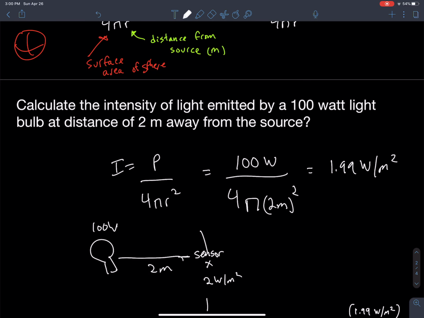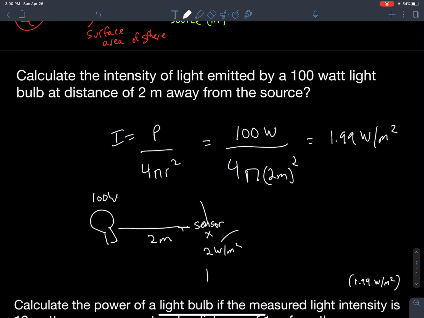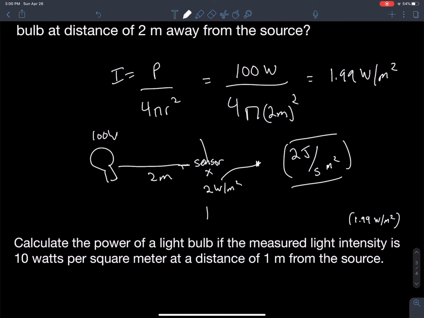That totally makes sense. So 2 watts per meter squared means 2 joules of energy is passing that point per second per meter squared. And we'll need to use that value later on.